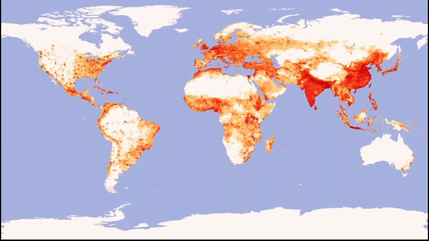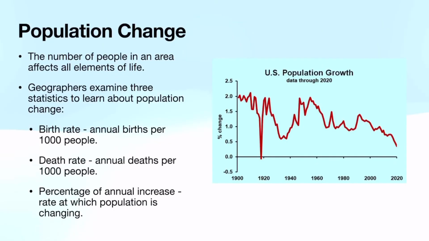Available farmland begins to shrink, and along coastal regions, ecosystems are pressured by the development of cities. Demand for fresh water also increases with population, causing some places to face shortages. The number of people living in an area affects all elements of life: the availability of housing and jobs, hospitals and schools, and the amount of available food.